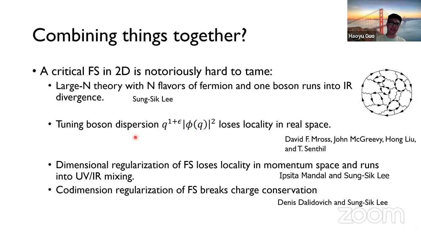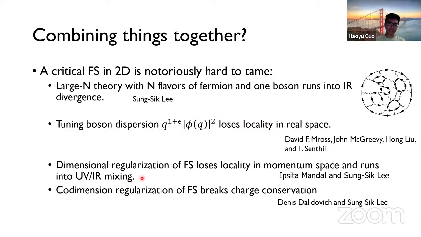And later there are some other techniques that try to regularize the theory. For example, you could change the dispersion of the boson from Q squared to some other exponent, Q to the one plus epsilon. But then for this kind of boson dispersion, you actually give up the locality in real space, because such an action cannot be written down on a lattice.